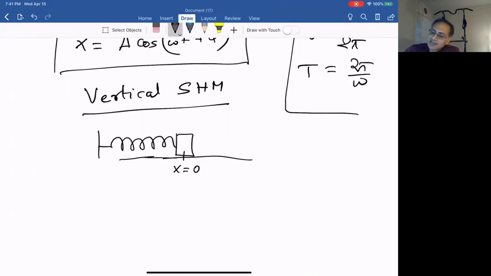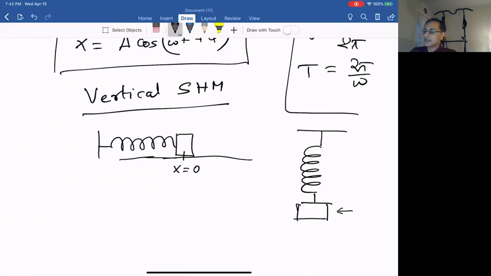Okay, vertical simple harmonic motion is when you hang the spring from a horizontal surface, and then you put a mass at the bottom of the spring. So the whole thing is hanging vertically. In this case, would the mass be at the equilibrium position of the spring, or would it be at a different position? Think about that. Is this the equilibrium position of the spring? The answer is no. Why?